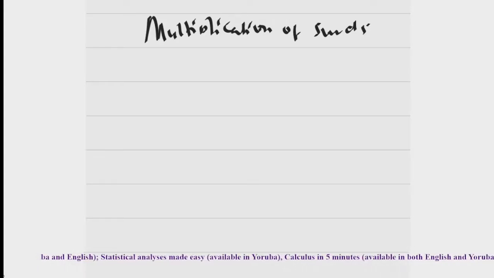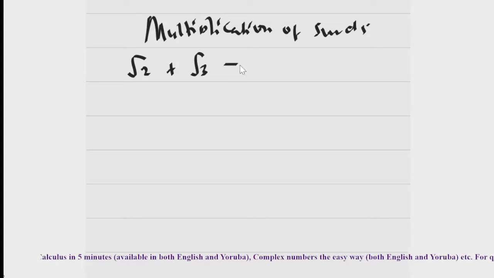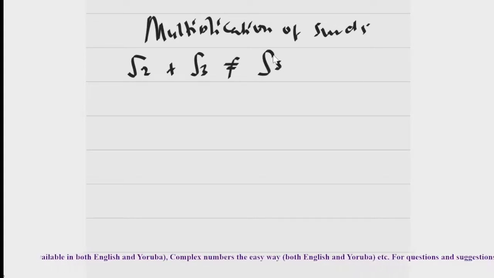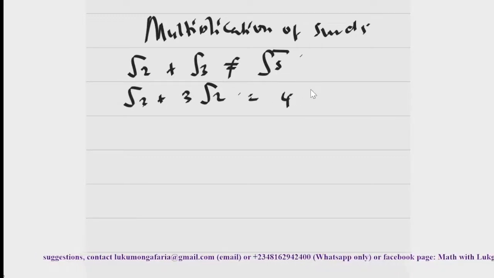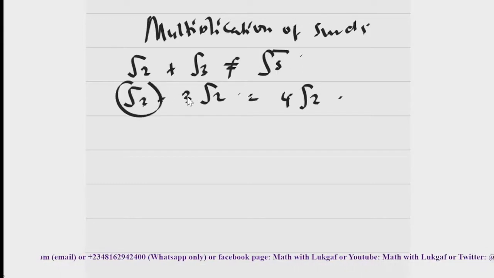Equal. You understand? For example, when you have root 2 plus root 3, it is not equal to root 5. Rather, when you have root 2 plus 3 root 2, you can see they have the same term here. So that is like having 1 pen plus 3 pens. You are going to have 4 root 2.